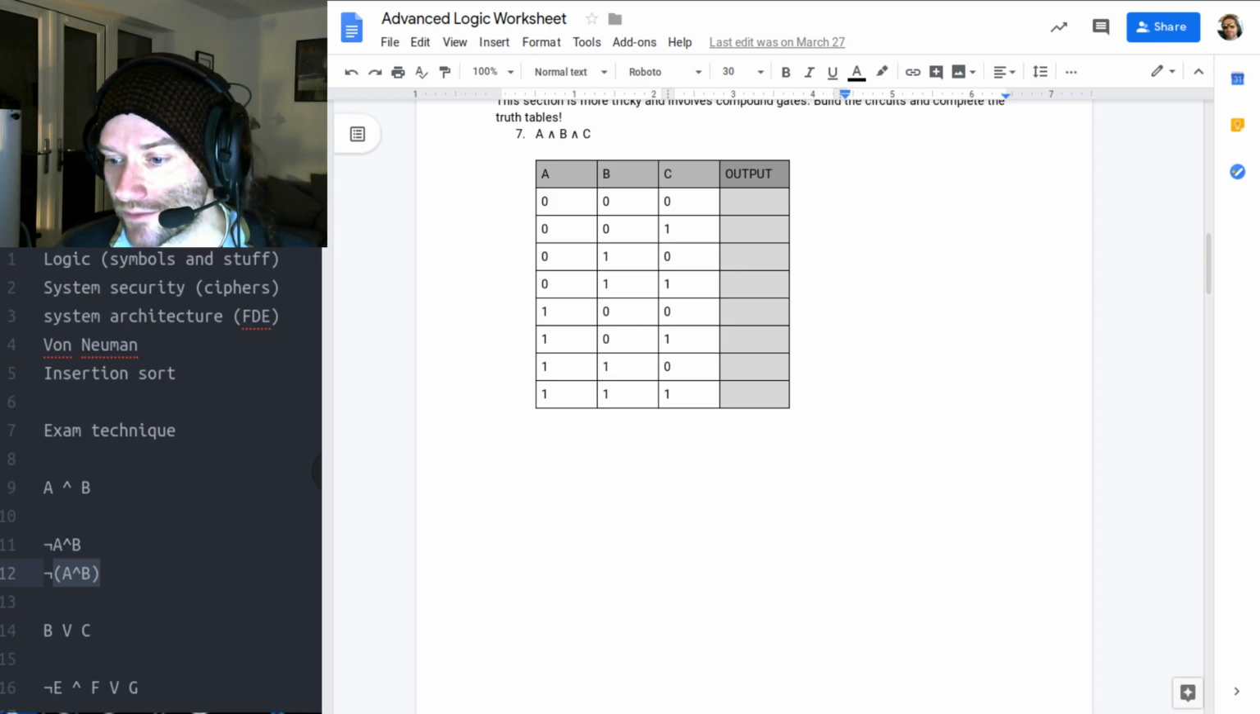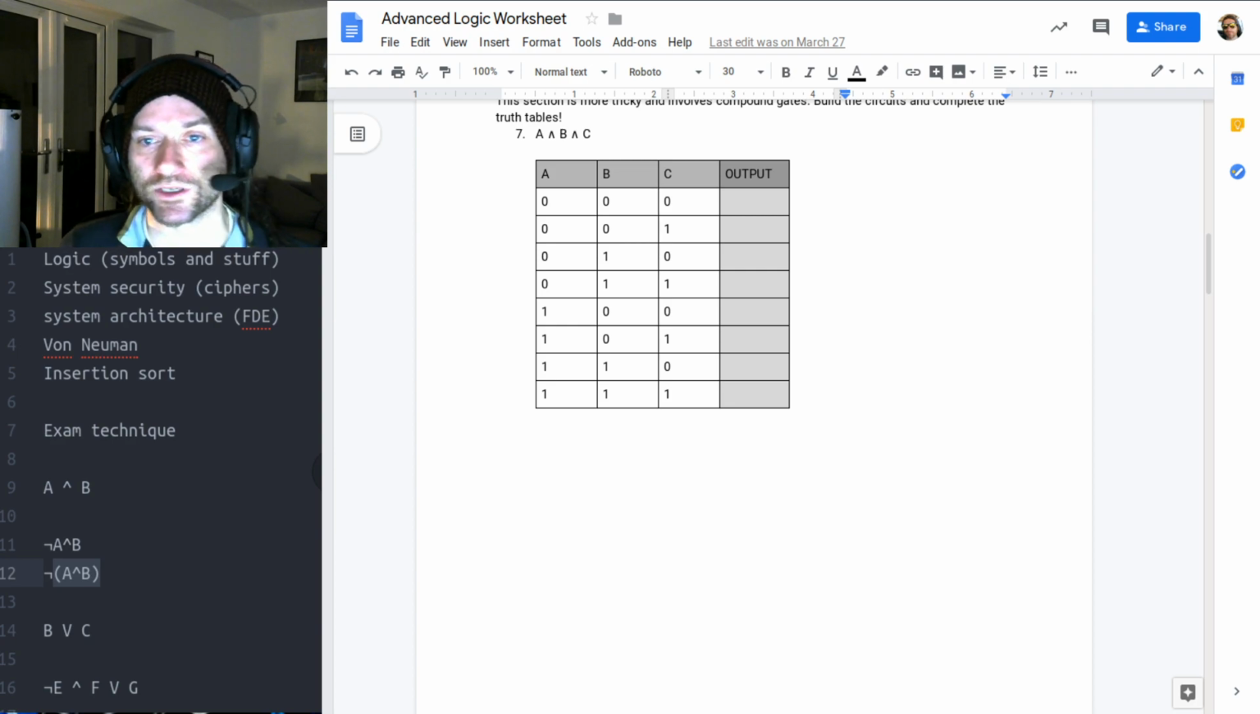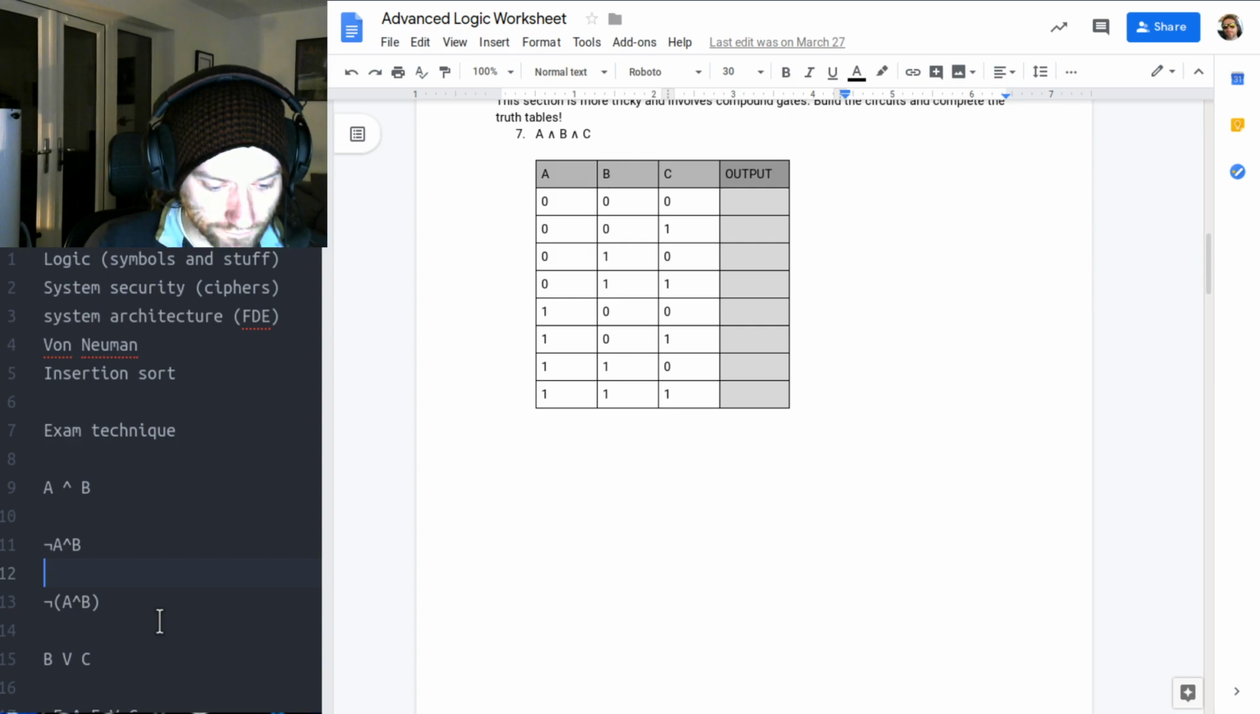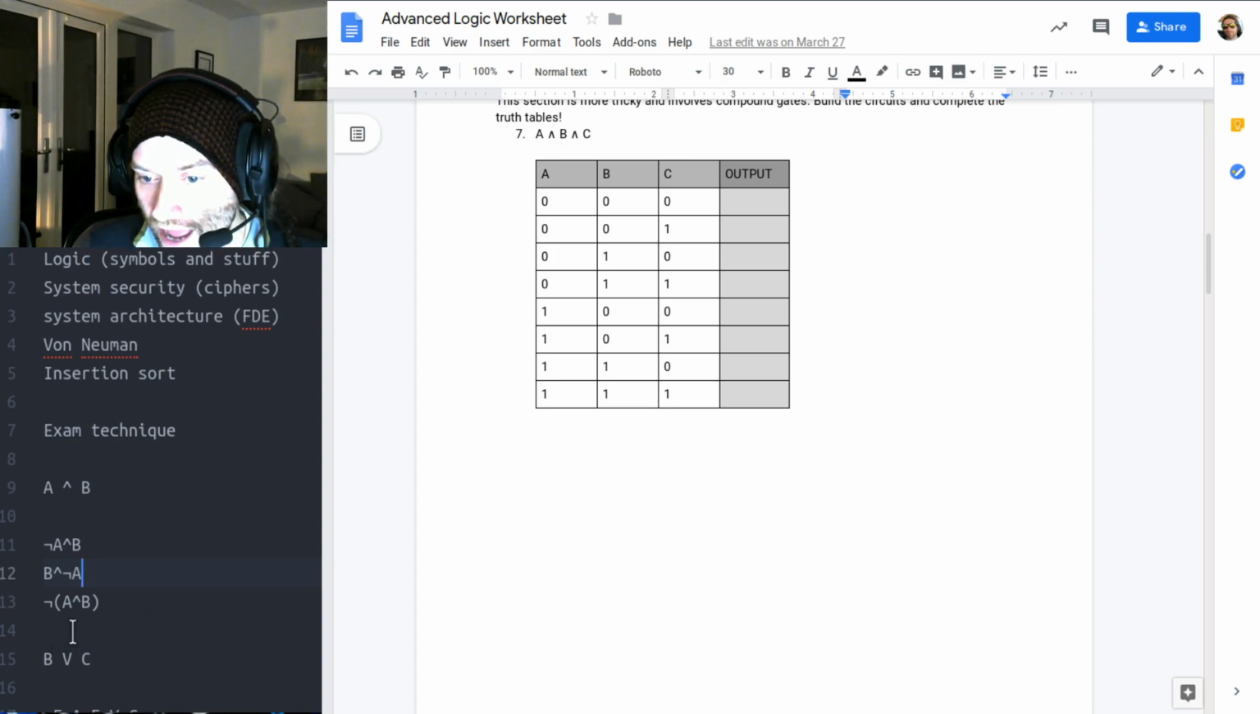Is NOT (A and B) the same as B and NOT A? No, it is not the same. And I will explain to you here. Right, if you do B and NOT A, that NOT happens first. You're doing NOT A and then you're ANDing it with B. Whereas here, you're doing A and B first and then applying the NOT.